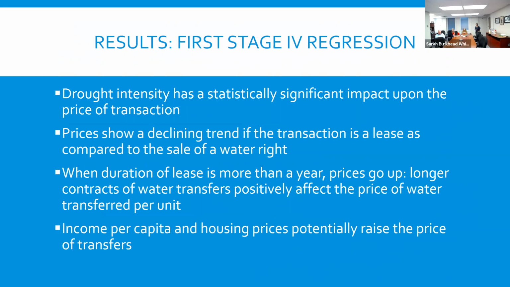But one of the things I came up with in this project is that when the duration of the lease is going up, for example, if you're leasing for more than a year, prices are going up. I thought about it and went back and checked some of the data, and I wondered, why is the duration so important? Though a lease itself is showing a lesser price as compared to a sale of a water right, why is the duration so important?